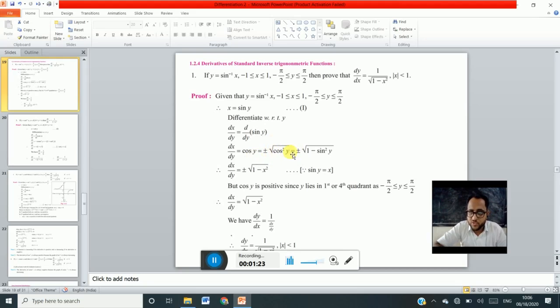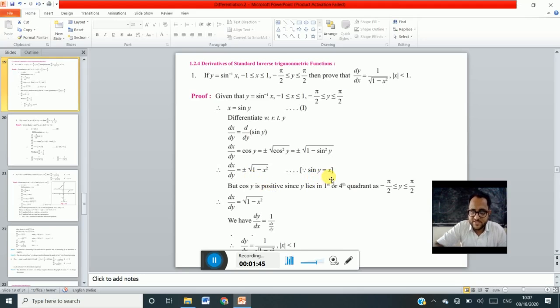So square root of cos square is nothing but cos, right? But plus minus is mandatory because when we square, we do not know the sign. So plus minus root, we know that according to the identity cos square is 1 minus sin square, and sin is what? x. So we get root 1 minus x square, plus minus, right?